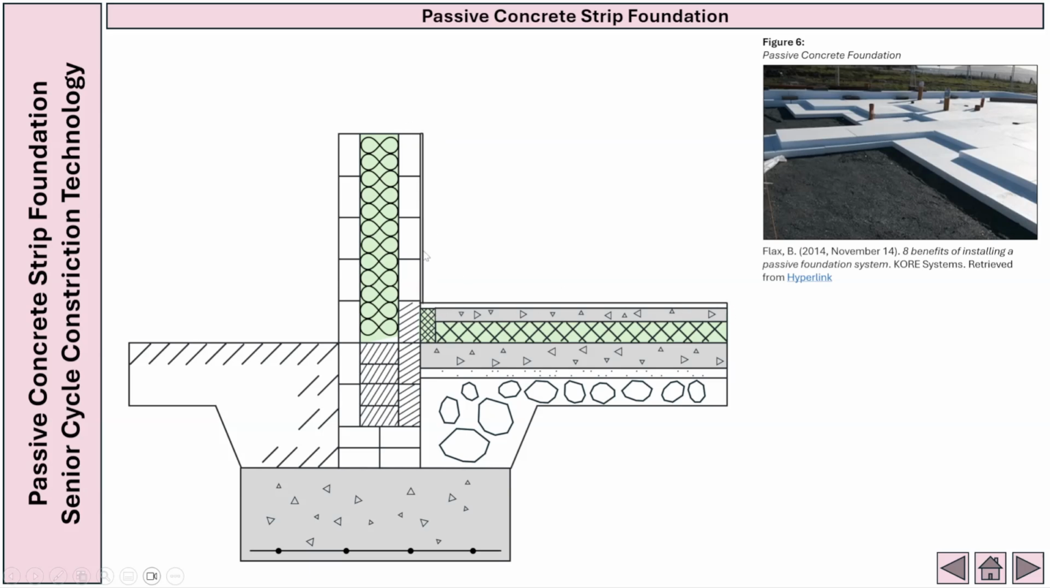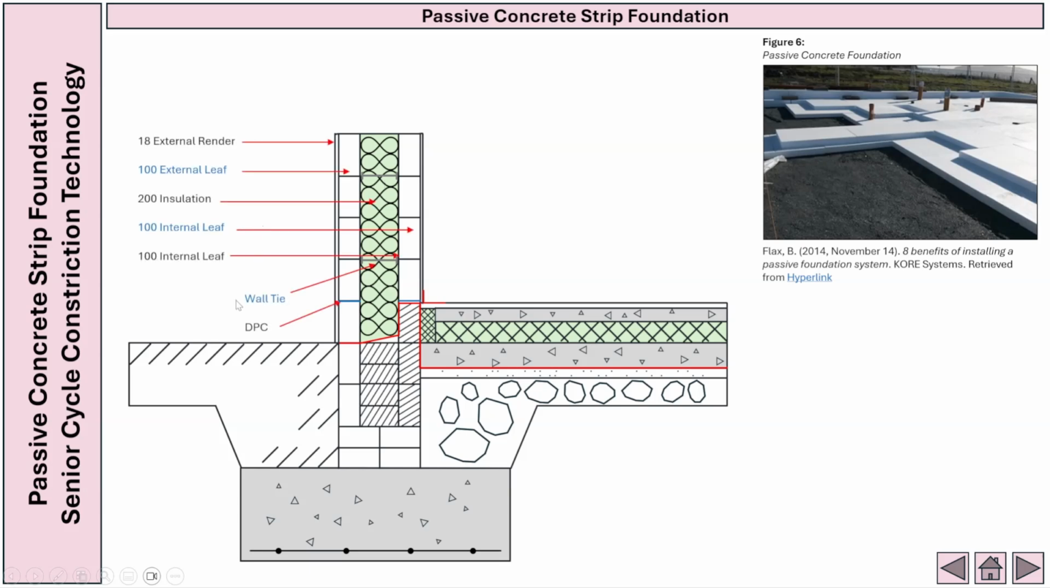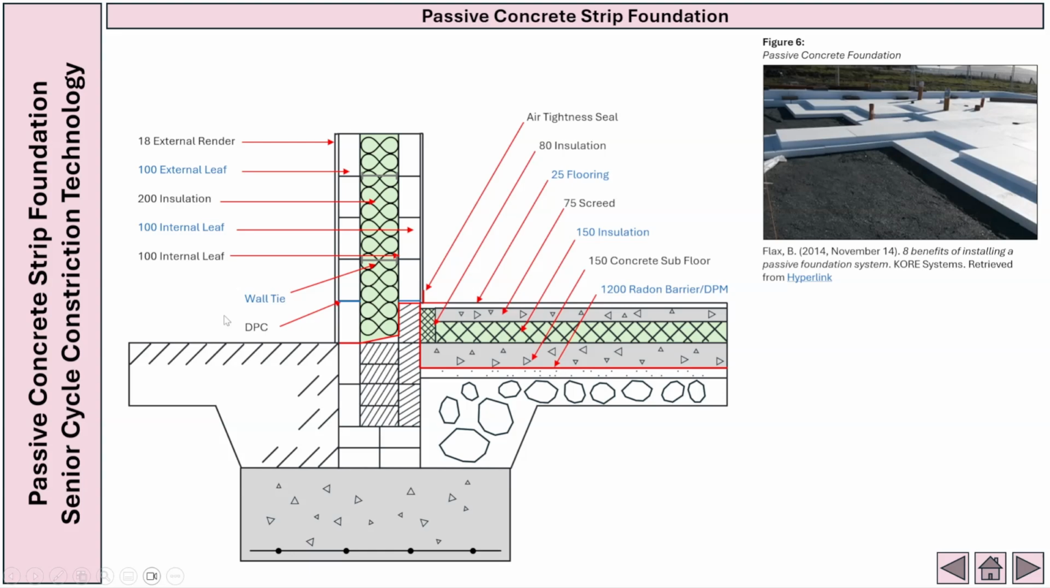On the inside we've got our 12 render, and then on the exterior we have our 18 render as well. Once that's finished, we have got our DPM, our damp proof membrane, or our radon barrier. You'll notice here that we have got an air tightness seal, and then we have got our DPC, our damp proof course, to prevent capillary action, and then we have our wall ties as well. Once that's finished, we just label all of the components associated with the passive concrete strip foundation.